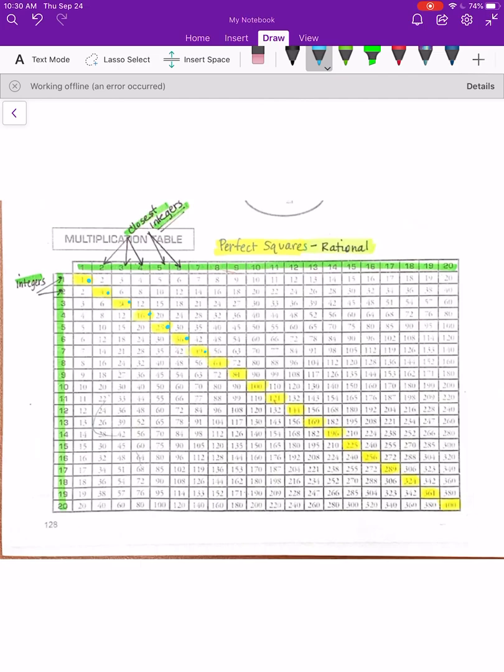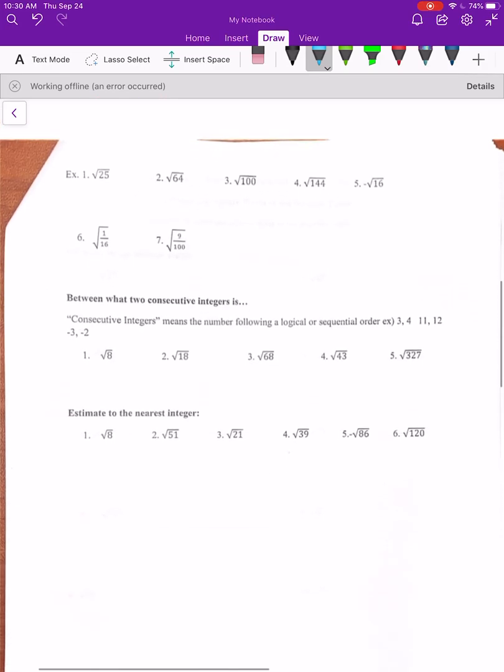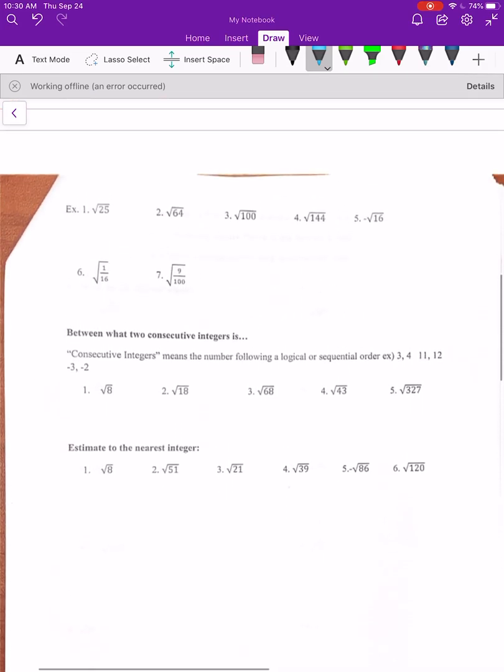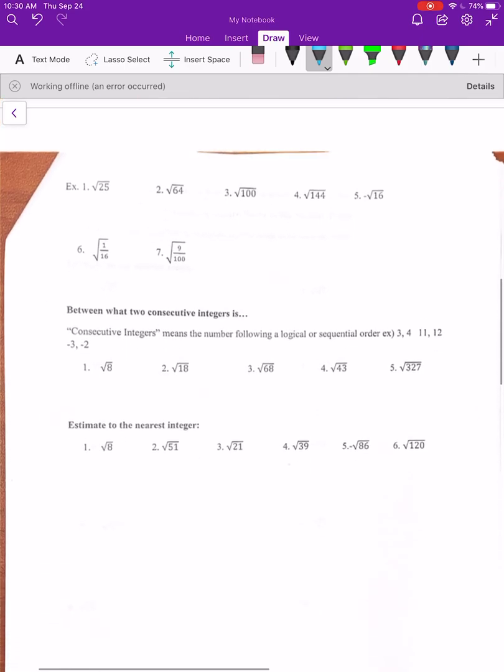All right, so once you have done that, I'd like you to turn to page 12 in your notes, the very next page. We talked about perfect squares, and now here's the question. On page 12, the question is the square root of 25.